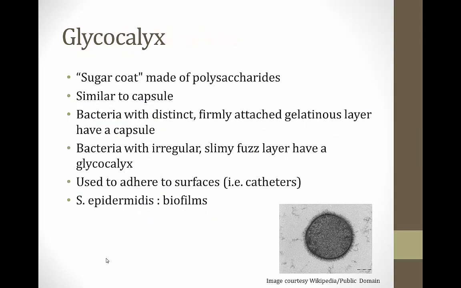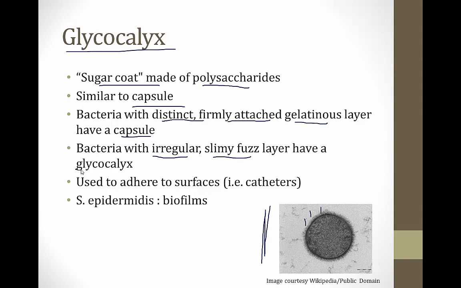Now, some bacteria don't have a capsule, but they have a related structure called a glycocalyx. This is a sugar coat made of polysaccharides that's similar to the capsule. And down here is a highly magnified picture of a cell with these little sticky, wispy things out here, and this is the glycocalyx. So what's the difference between a capsule and a glycocalyx? Well, bacteria that have a distinct, firmly attached gelatinous layer are said to have a capsule. Bacteria that have an irregular, slimy fuzz layer have a glycocalyx.